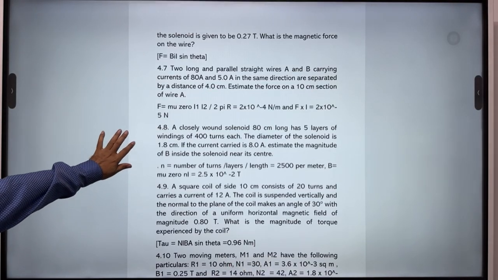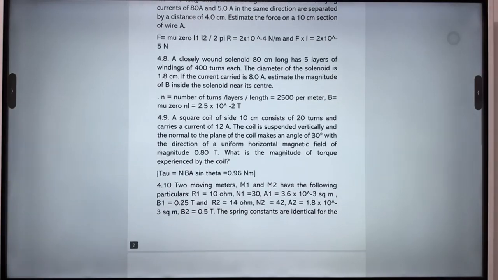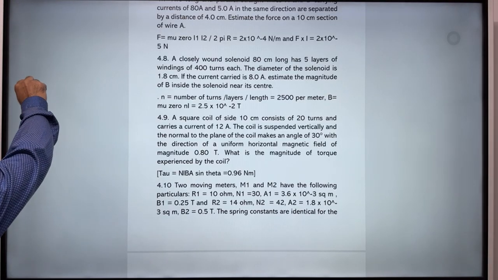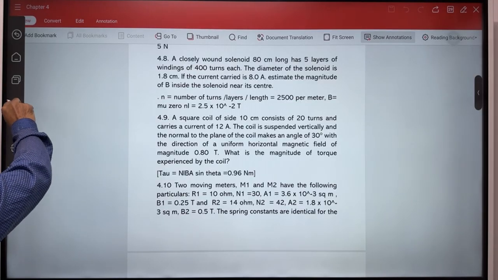Now let's see the next question. A closely wound solenoid 80 centimeter long has 5 layers of windings of 400 turns each. The diameter of the solenoid is 1.8 centimeter. If the current carried by it is 8 ampere, estimate the magnitude of B inside the solenoid near its center. So what is the rule?